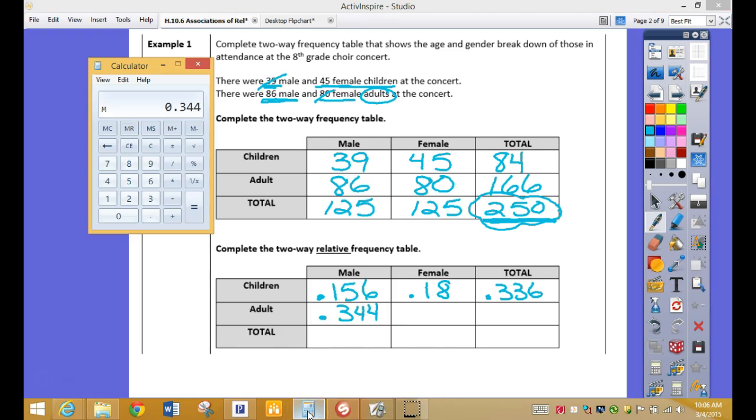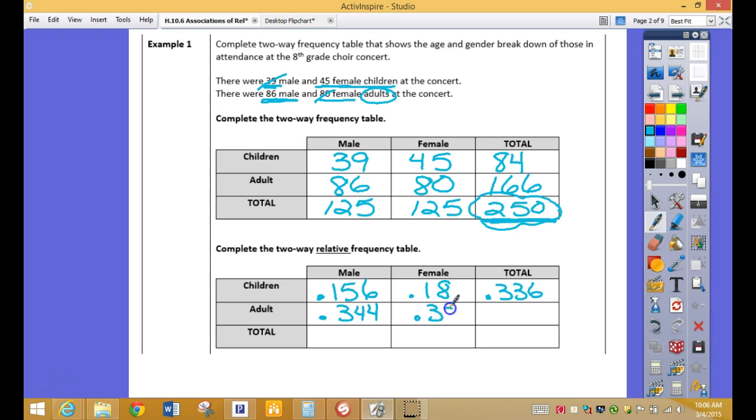All right, what did you guys get here? What's 80 divided by 250? Yep, 0.32. What's 166 divided by 250? Yep, 0.664. Now let's add up our totals. Hopefully our grand total has to always be what on a relative frequency table? A 1. Now hopefully those all add up to 1.